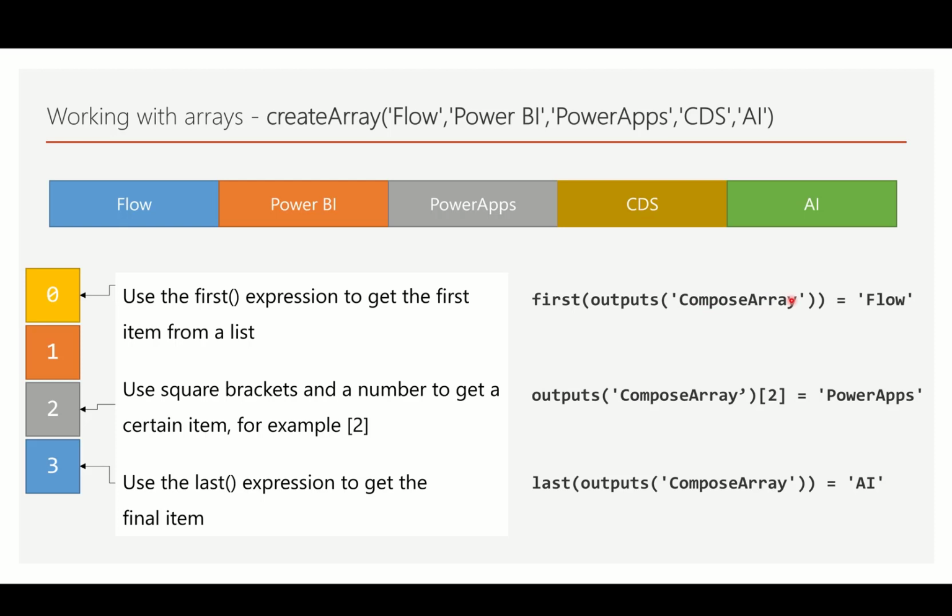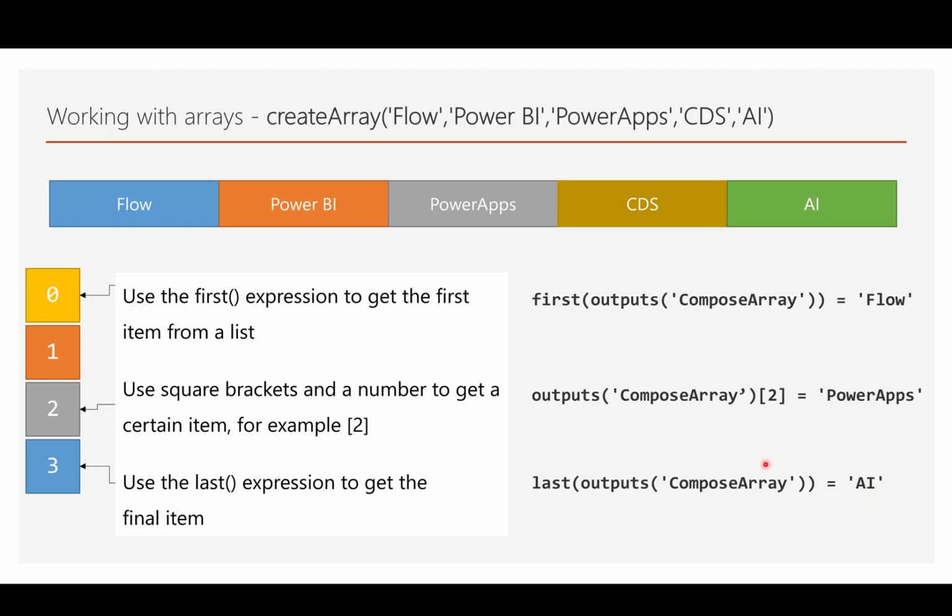So since it's in a compose action, what is the array is really the outputs of that action. So in this case, we're asking for the first output of the compose array action, which is going to have as its formula right here, the actual array. And so the first one will be Flow. We didn't have to say 0 because it's the first one. And then the last one will be AI.